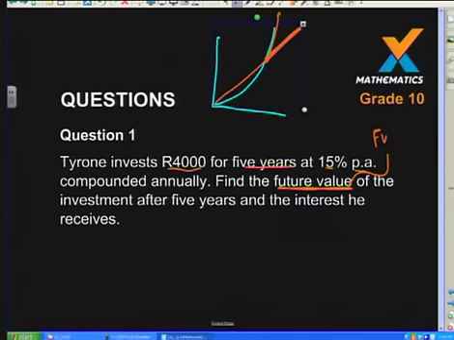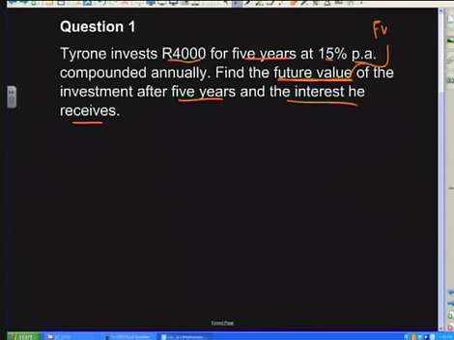investment after 5 years and the interest that he receives. So they're asking you two things here. Firstly, what is the accumulated amount? And then next, what is the interest that he receives? So let's mark down. We know that he invests 4,000 Rand. So P is 4,000. In fact, let me just get rid of that.